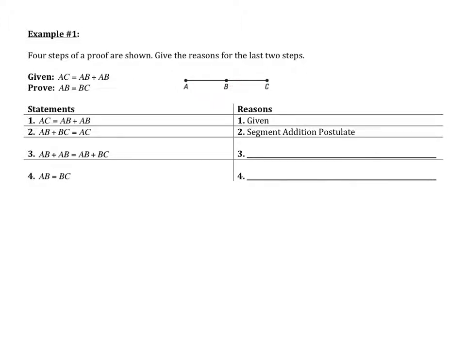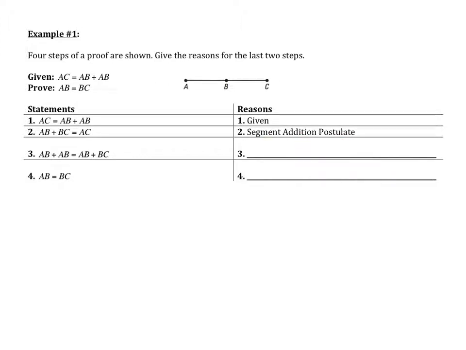So you can see they started the proof with the given information. We were told that AC is equal to AB plus AB, and the reason was given. We then state that AB plus BC is equal to AC. That postulate was given to us in the first chapter. It was called the segment addition postulate.